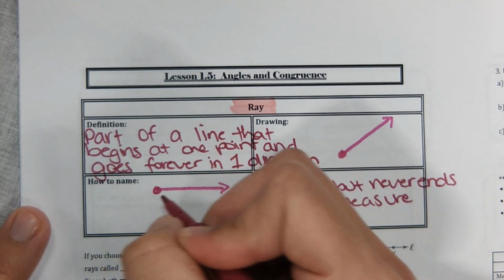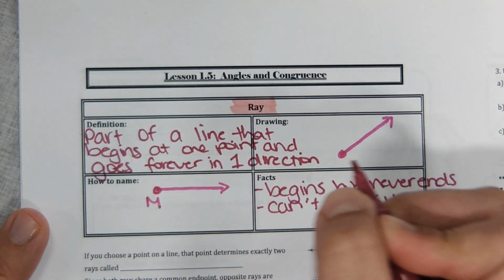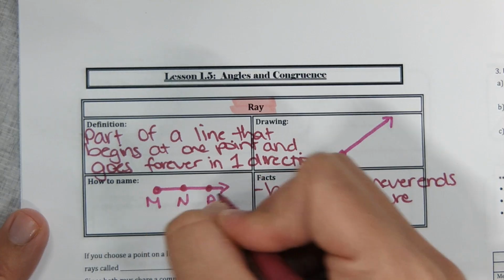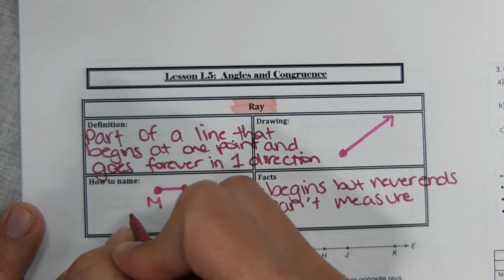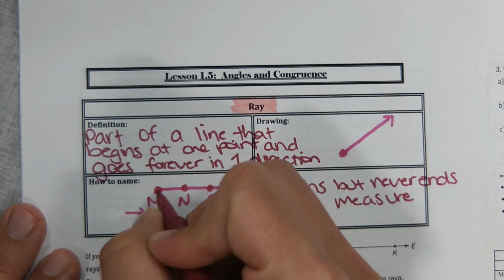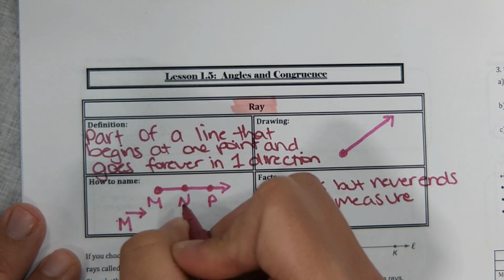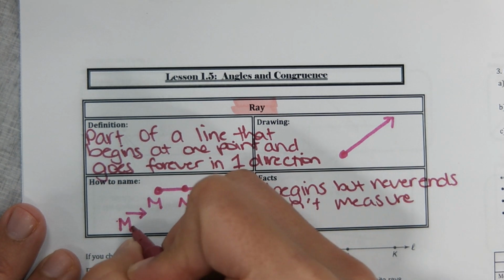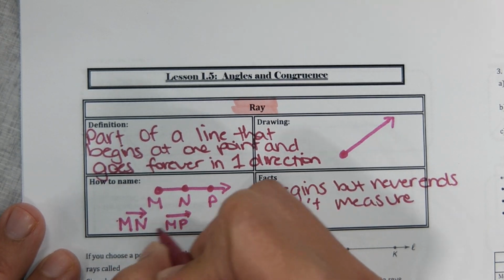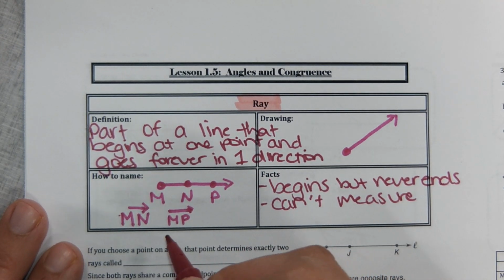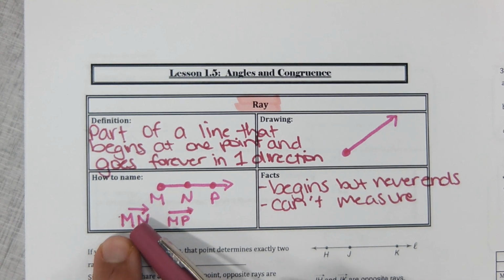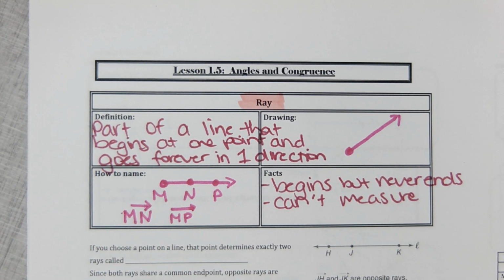If you have a ray and you have an endpoint, point M, and then there are often points on the ray like point N and point P. When you name a ray, you use this little symbol like this, and you have to put the first letter as the endpoint, M, and then you name another point on that ray. So this would be ray MN, or you could say this is ray MP. You name it by using 2 points, but the first letter has to be the endpoint. So if you're having trouble with that on ALEKS, that's why the first point has to be the endpoint.